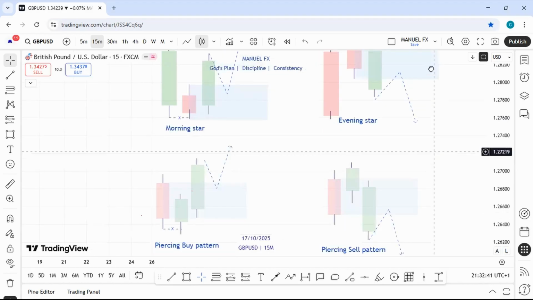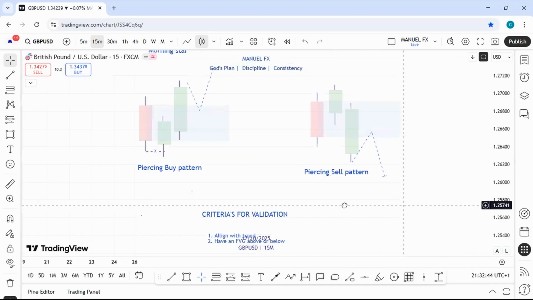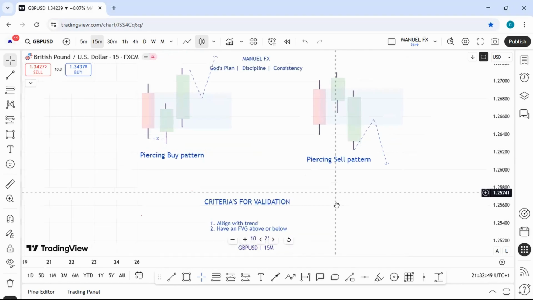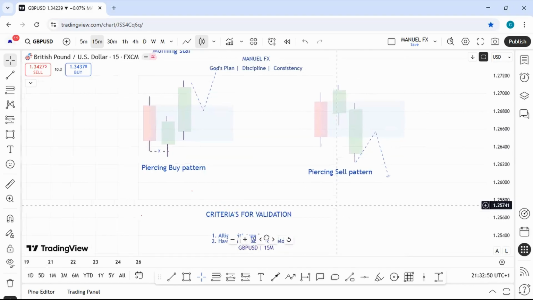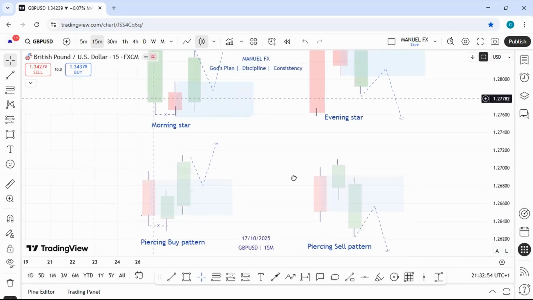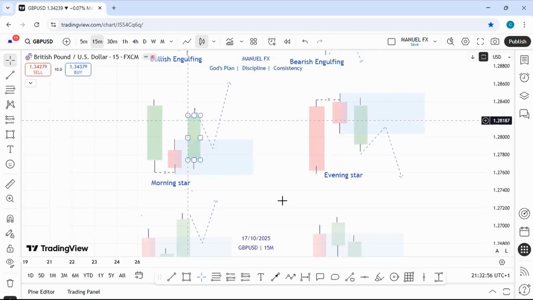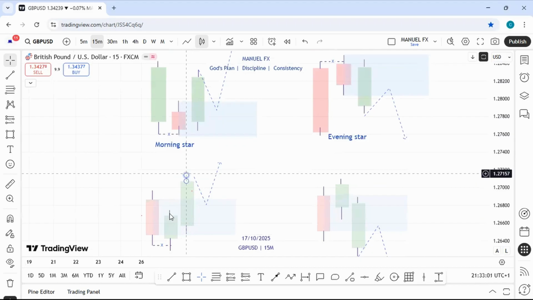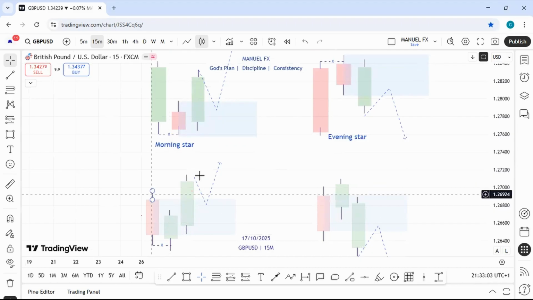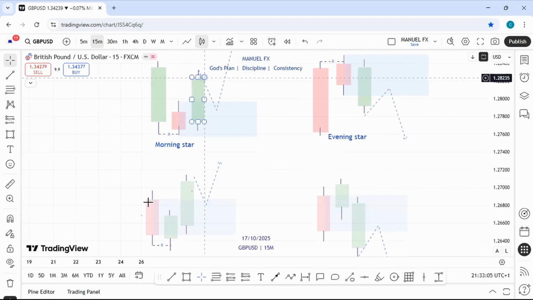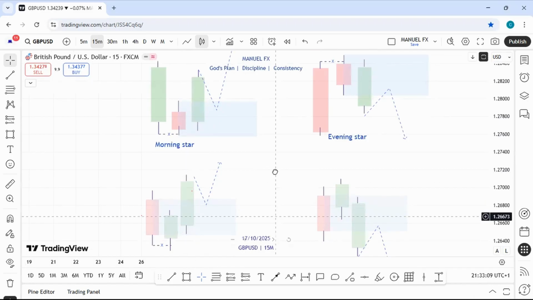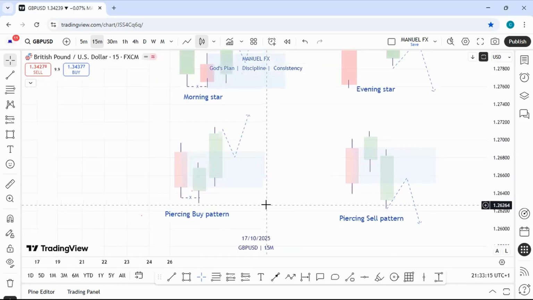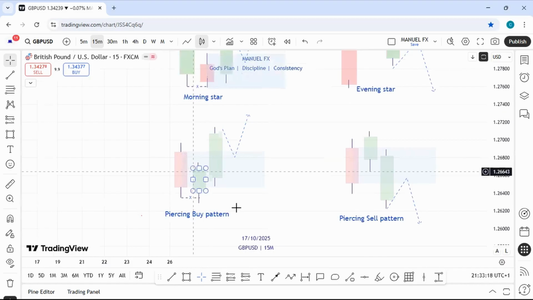So now, moving on to the third type of candle I like to see. It's called the piercing pattern. The piercing pattern for the buy is the same thing as the morning star, but the only difference is that the third candle engulfs both the second and the first candle. I told you guys that the color of the candle is not important. I just want to see this pattern form.